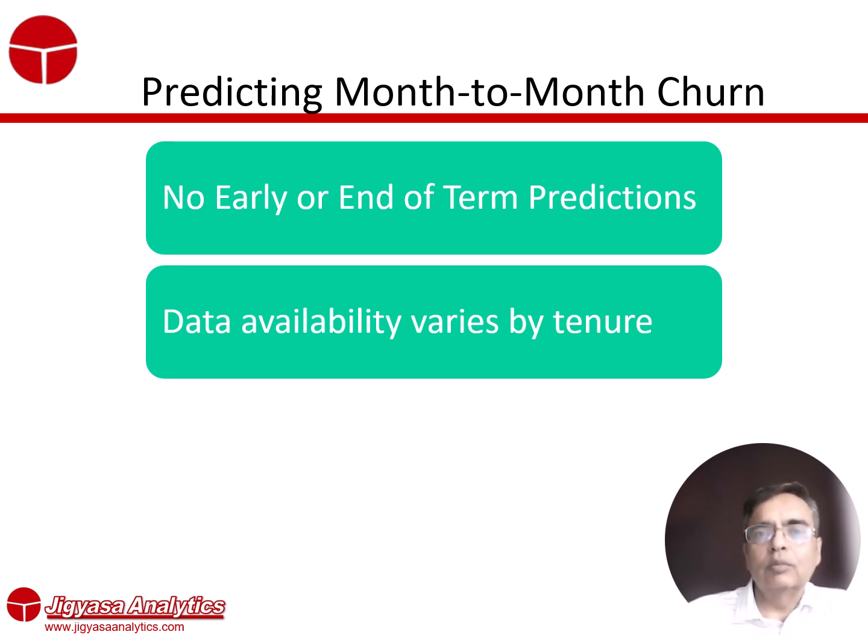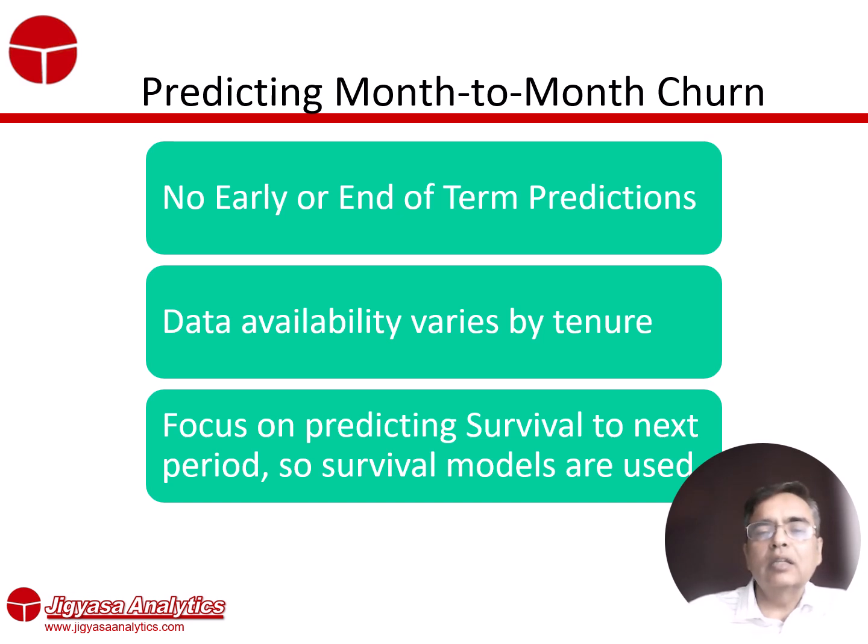And because of that, what we want to do is again try something like survival analysis. As I had mentioned earlier, there could be other techniques, machine learning techniques, regression techniques, but from our experience, again, for predicting month to month churn, survival techniques work the best.